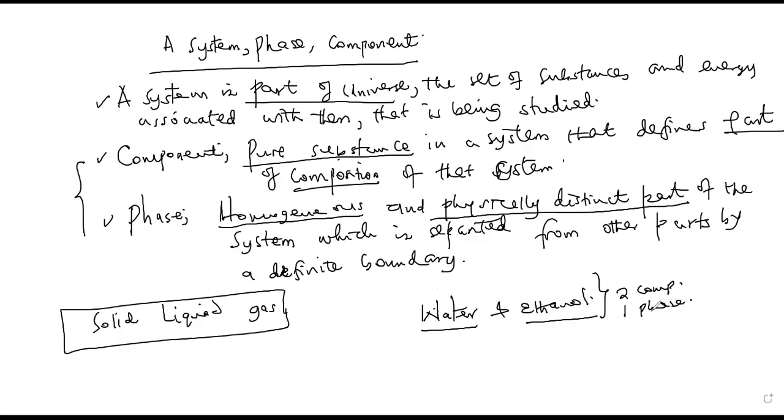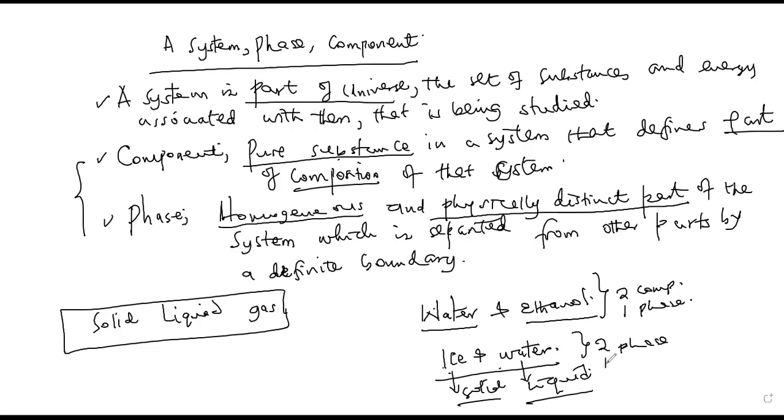When you look at ice and water, these are two phases, because you have solid, that is ice, and liquid, that is water. So these are two different phases, but one component. It is one pure substance that exists within this system of two phases. So when you have ice and water, we say that this one has two phases, but one component. As simple as that.